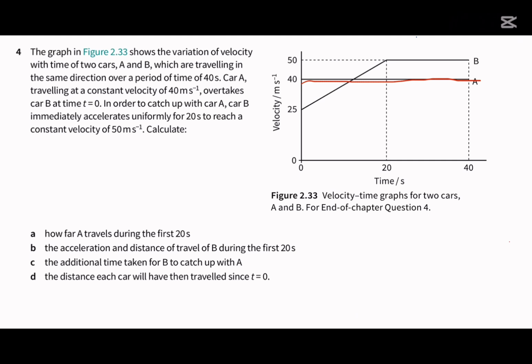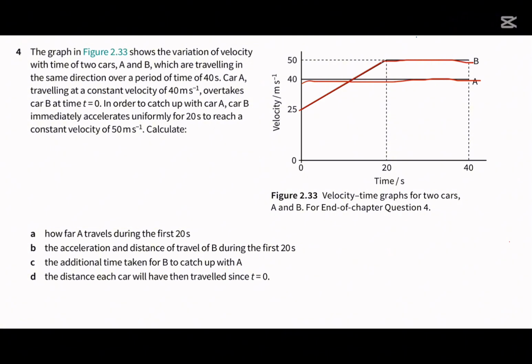In order to catch up with car A, car B immediately accelerates uniformly for 20 seconds to reach a constant velocity of 50 meters per second. So car A overtakes car B, and then car B wants to catch up with car A, so it accelerates for 20 seconds to reach a constant velocity of 50 meters per second, right here.